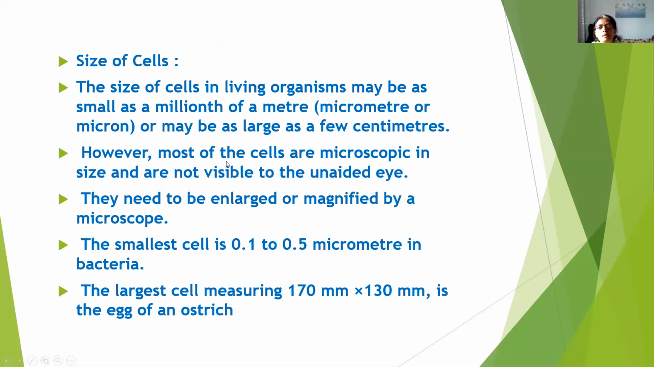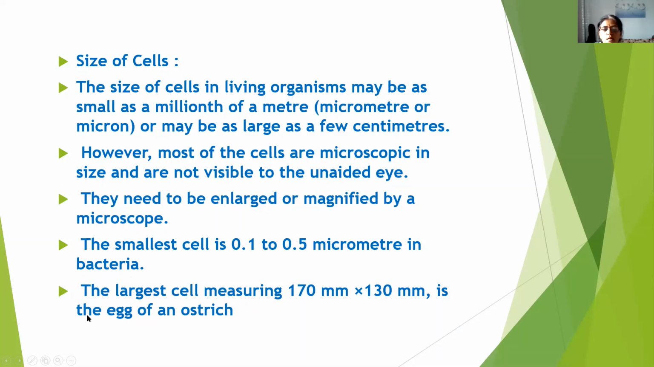Now, size of the cell. The size of the cell may be as small as a millionth of a meter, that is a micrometer, or it may be as large as a few centimeters. Most of the cells are microscopic, so they cannot be seen by our naked eye. And how can we see those cells? These microscopic cells can be seen with the help of a microscope. Which is the smallest cell? Smallest cell is bacteria. Its size is 0.1 micron to 0.5 micron.